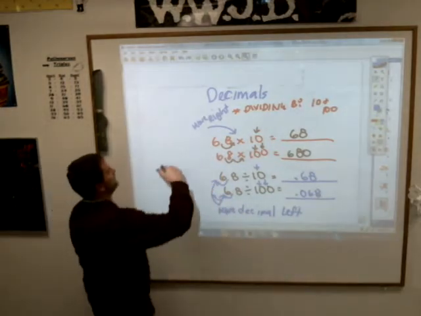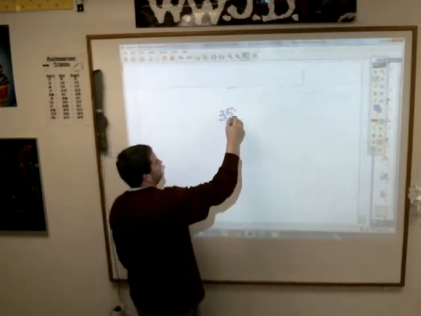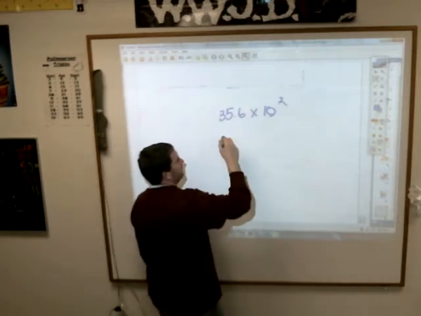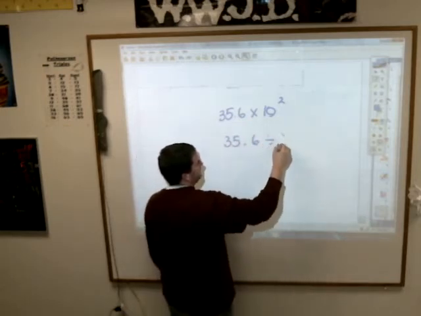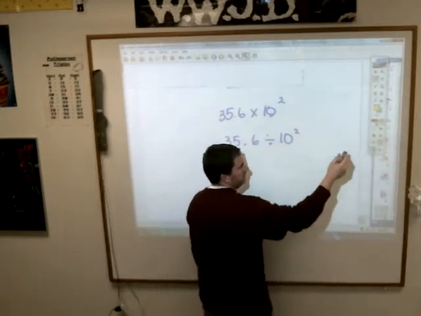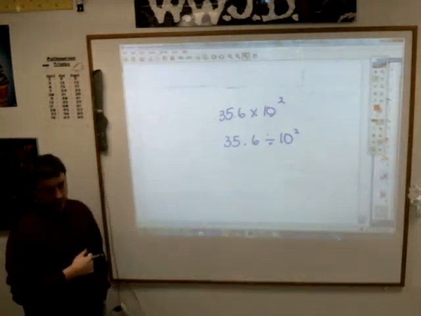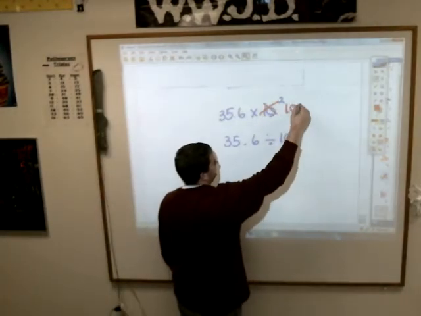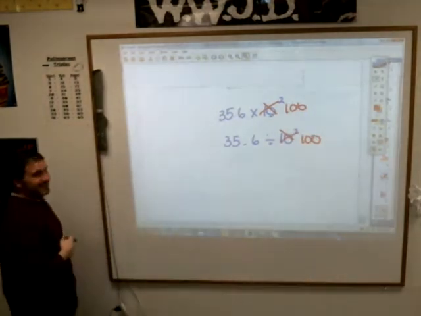Now, I believe on the quiz that we took the other day, we had something that looked like this: 35.6 times 10 squared, and how about 35.6 divided by 10 squared? It probably wasn't the exact problem. The first thing you'd have to know is what is 10 squared? Caroline. 10 times 10 is 100, so you could change both to 100. And then what is 35.6 times 100?